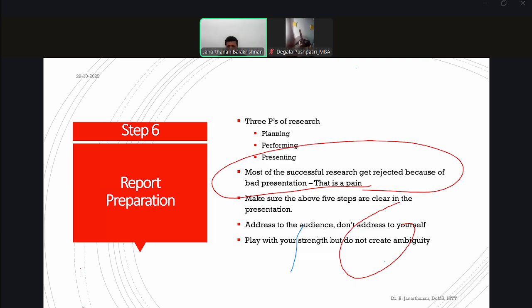I remember one, I think I have one paper which I can show you.